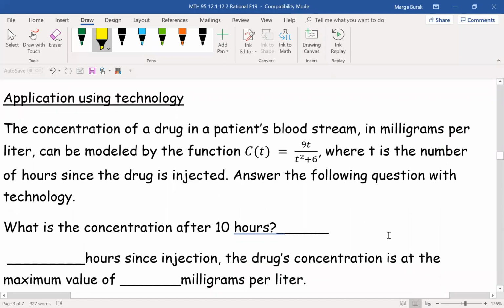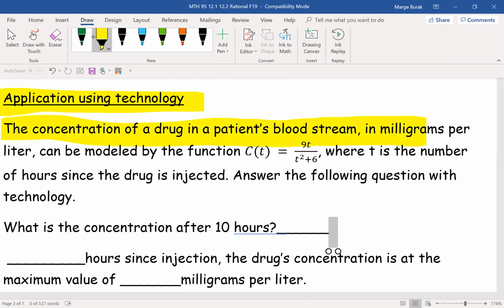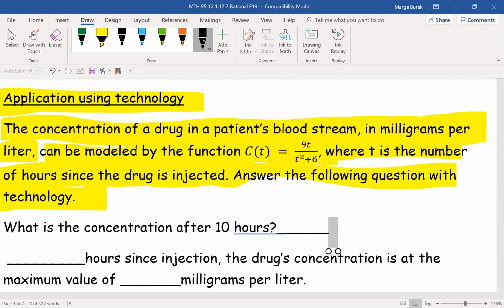So back to this lecture. We have one more, and then we'll be done with this. So hang in there. This is just using technology to solve the problem instead of algebra, and that's always fun. So the concentration of a drug in a patient's bloodstream in milligrams per liter can be modeled by this function. T is the number of hours since the drug is injected. Answer the following questions with technology. Okay, so C is the concentration, and T is the number of hours since the person had the drug.